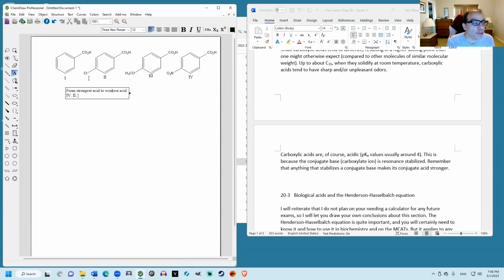And then comes just unsubstituted benzoic acid itself, whereas the weakest acid is going to be the methoxy substituted compound, because the methoxy is quite electron donating. And so that will pile more and more negative charge onto the conjugate base. So that's going to be the weakest acid. Remember, the goal is to withdraw electron density from the conjugate base, and the nitro group's the best at that. So if I were to rank those four compounds in order from strongest acid to weakest acid, that's how I would do it.